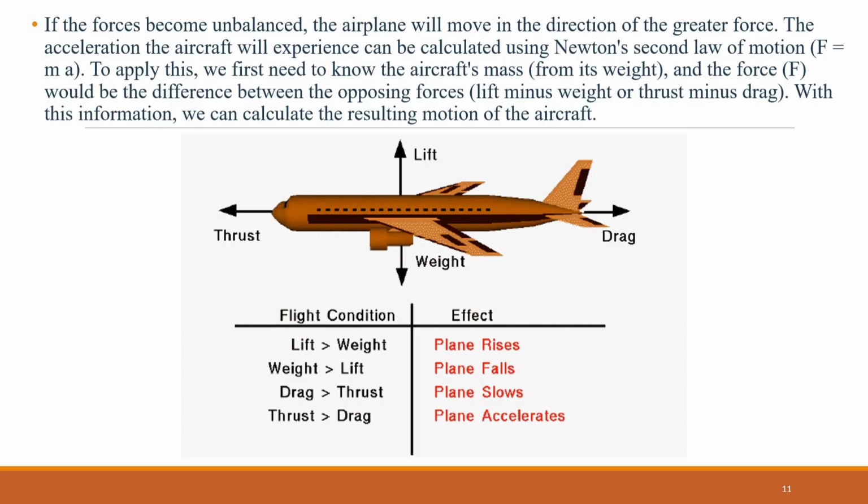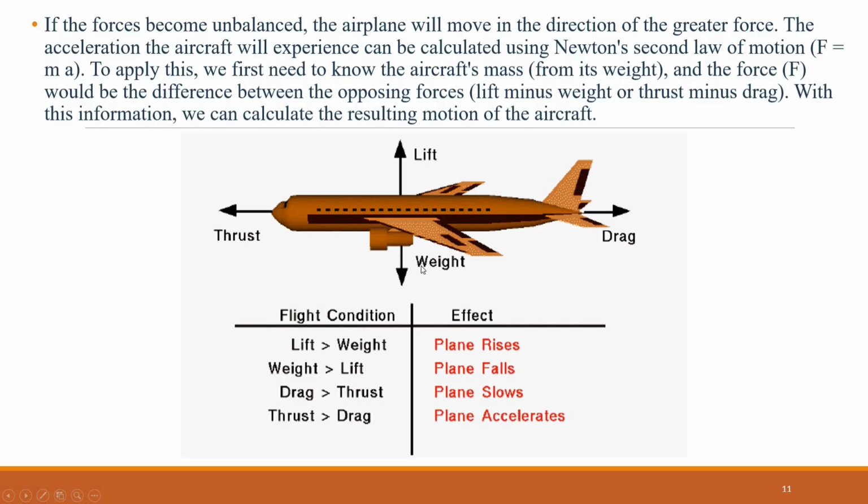If the forces become unbalanced, the airplane will move in the direction of the greater force. The acceleration the aircraft will experience can be calculated using Newton's second law of motion. To apply this, we first need to know the aircraft's mass from its weight, and the force F would be the difference between the opposing forces, lift minus weight or thrust minus drag. With this information, we can calculate the resulting motion of the aircraft.